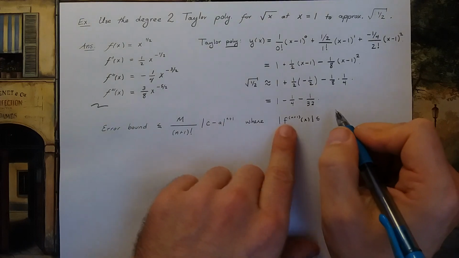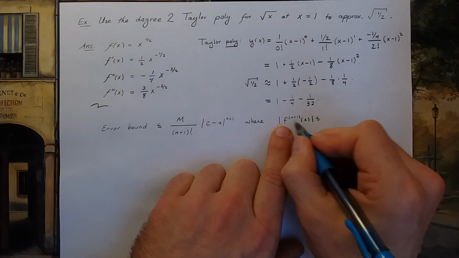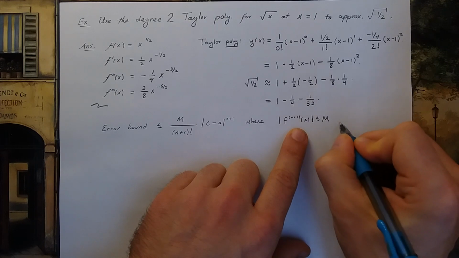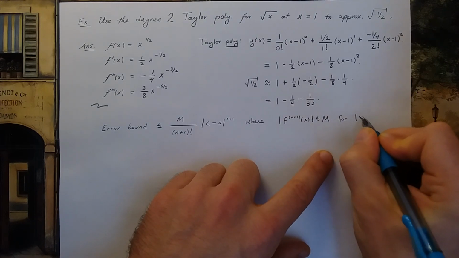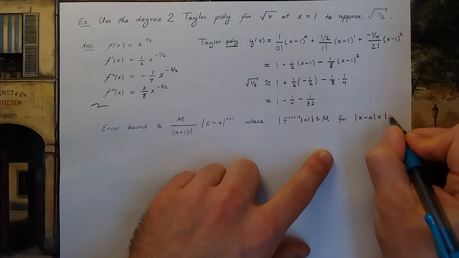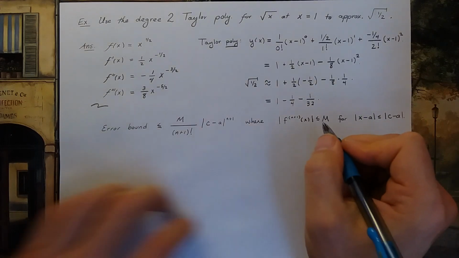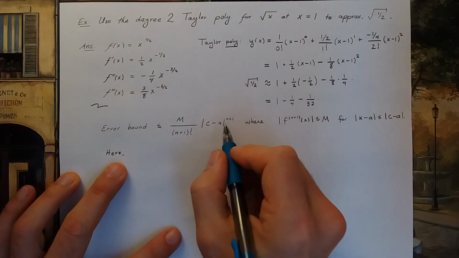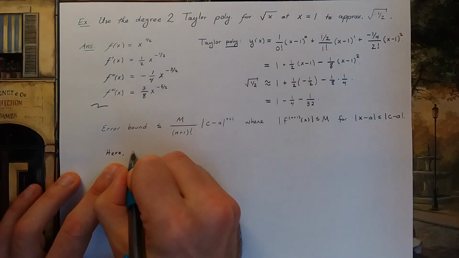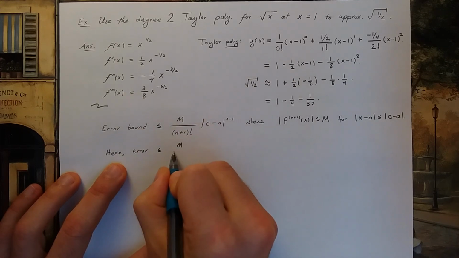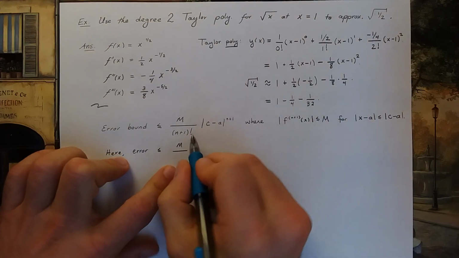where this M satisfies some condition. It has to be bigger than or equal to the n plus first derivative of your function for values x that satisfy this condition. So here, my error is less than or equal to M. I'll find that in a second. I'll do the easy stuff first.